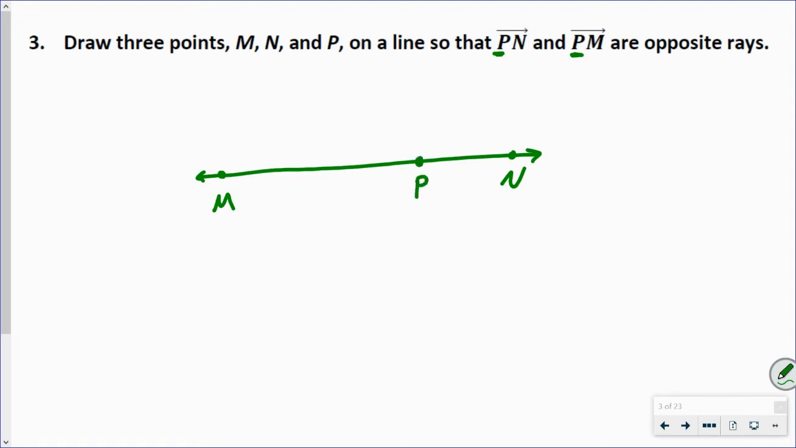So there's N and here's P. We don't really know where P is or how far away, or maybe N is on the left, M is on the right. It doesn't matter. But right here is ray PN, and right here is ray PM, and those are opposite. So this would qualify as your picture there.